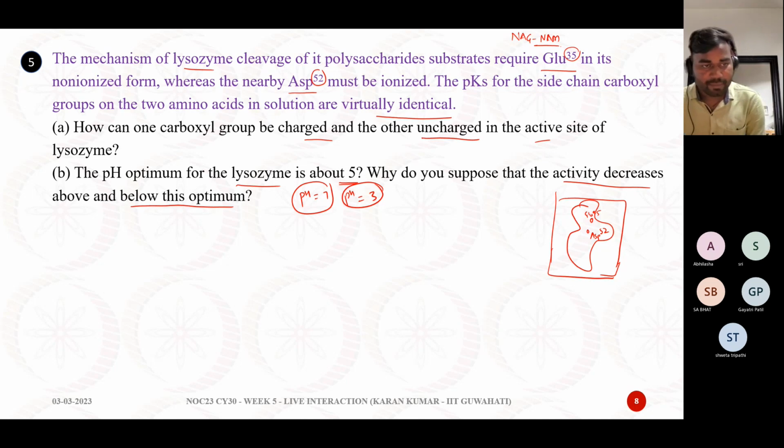So, does anyone want to attempt question 5A? How is it possible that one of the carboxylic acids of the amino acid residues is charged and the other is uncharged? Anyone?